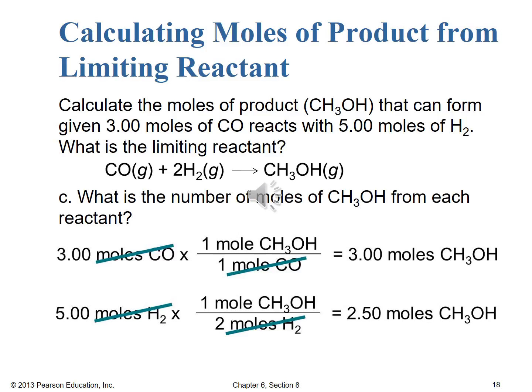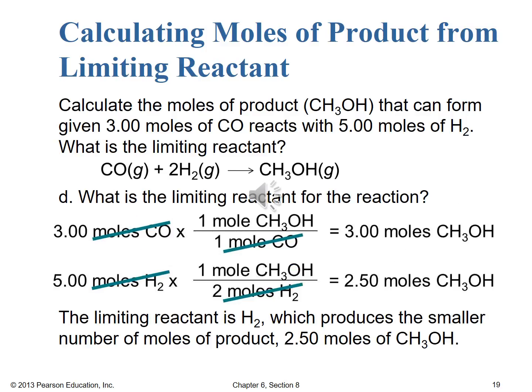Instead, we have to choose the species, the reactant that gives us the least, to identify the limiting reactant. And so here it is: the limiting reactant is the hydrogen, which produces the smaller number of moles of product, 2.50 moles in this example. So this was more straightforward than you'll usually see, right? We went right from moles of reactant to moles of product.